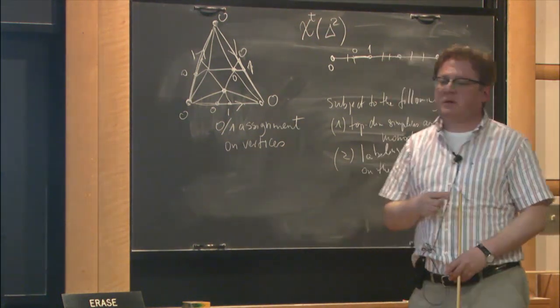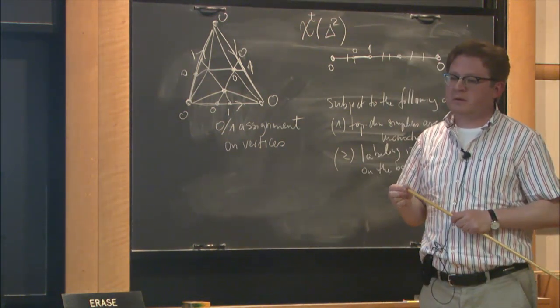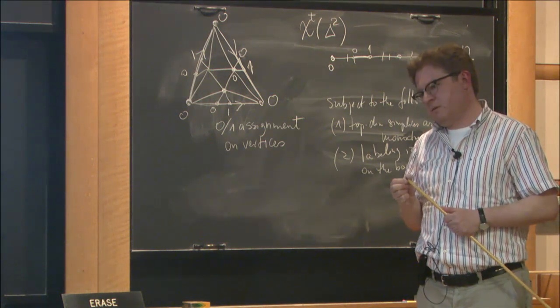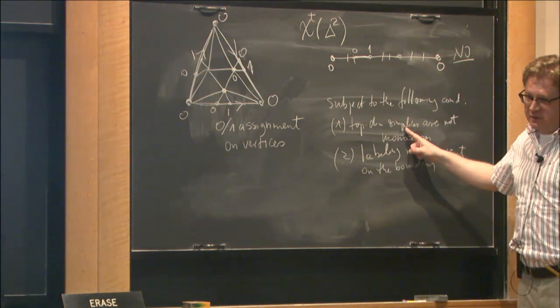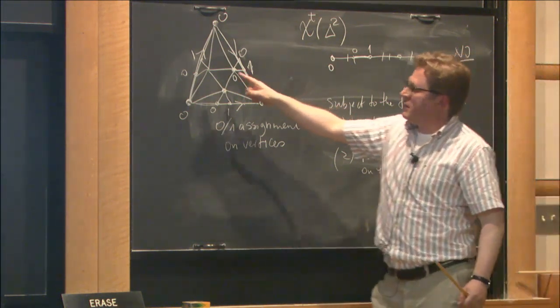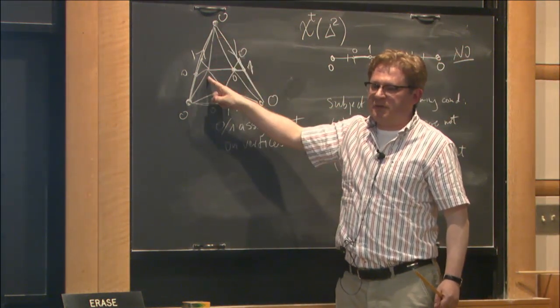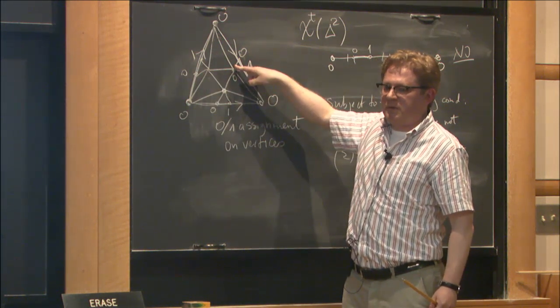If you can't do it for the line, then you can't do it for the triangle, because the line shows up as an edge of the triangle. Right, but this condition is only for the top dimension. So you will have a monochromatic on the boundary, but then you just have to put 1 in here.